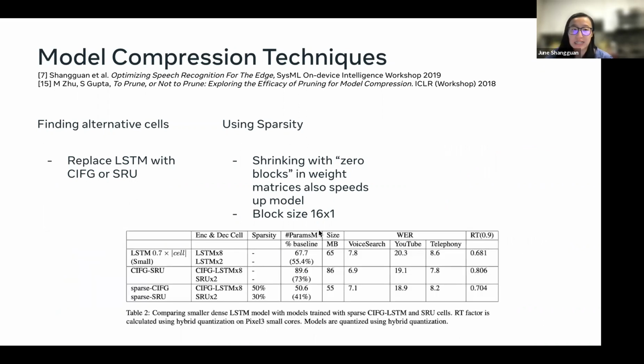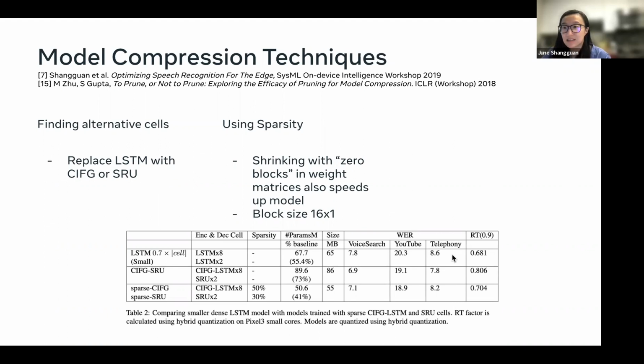Now we can combine the two techniques together, alternative cells with sparsity. Here we found that if we use CIFG, the coupled input and forget gate LSTM, in the encoder with 50% sparsity and the SRU in the predictor with 30%, we get very good results, and the model is also smaller. It's very interesting that we also tuned a very strong baseline. We basically downsized the LSTM model to 0.7 of its size, and we didn't use sparsity here. Surprisingly, the word error rate is a lot worse. We were not expecting this.